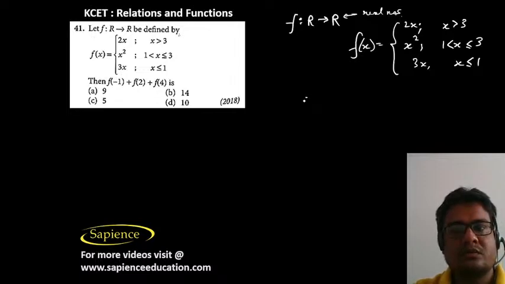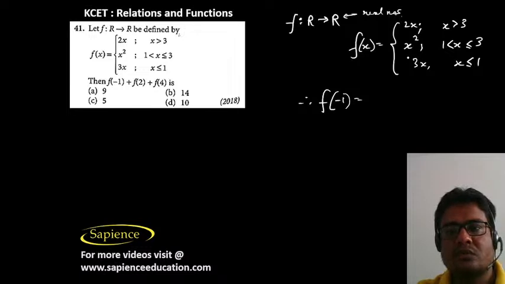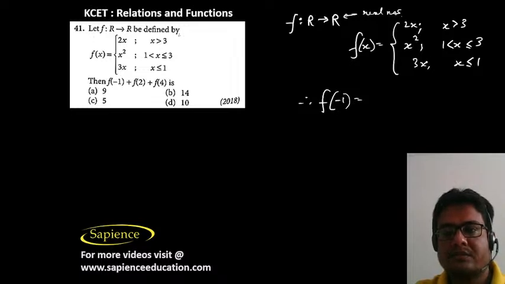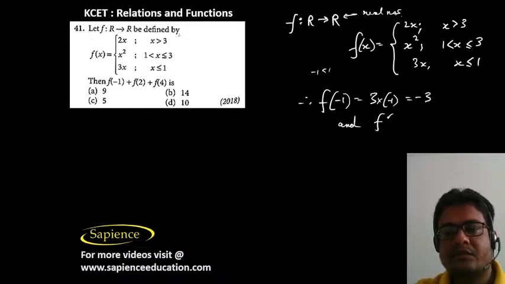So now f of minus 1, when x is less than 1, we have to use the third definition. Since minus 1 is less than 1, we have to use this definition only. So that is 3 into minus 1, that is minus 3. And then f of 2, so 2 is a number which lies in between 1 and 3. So we have to use the second definition, which is x square. So it will be 2 square, that is 4.